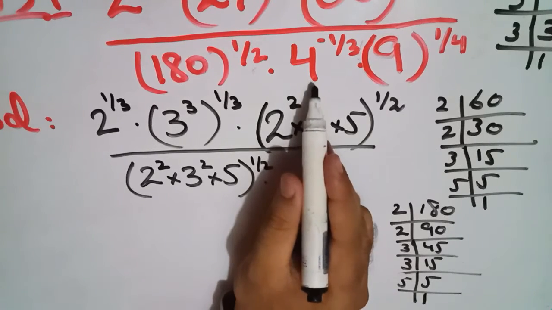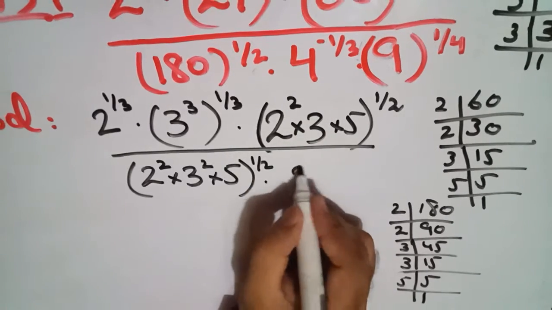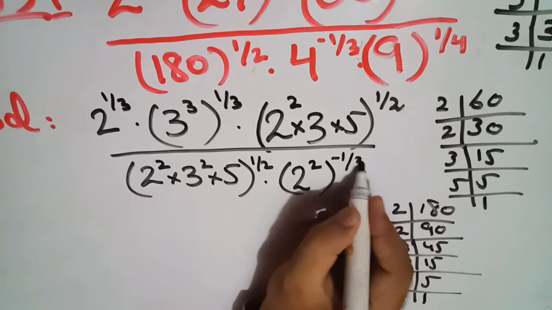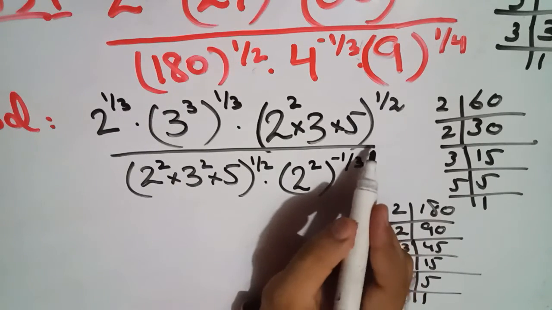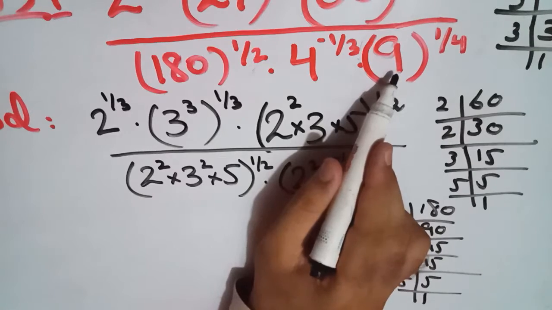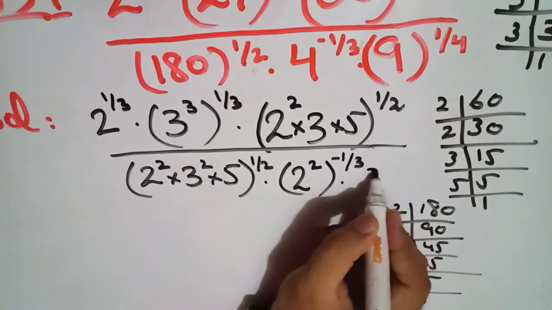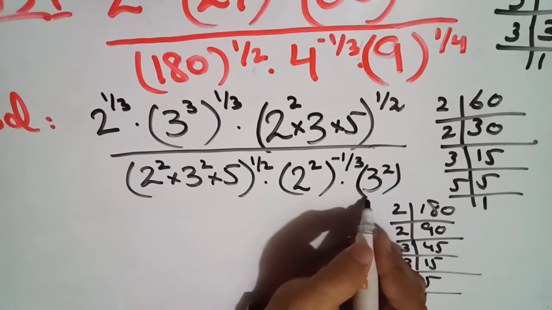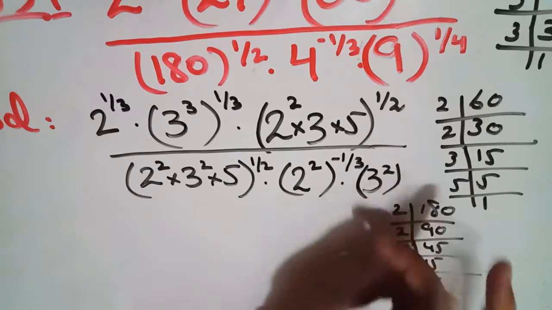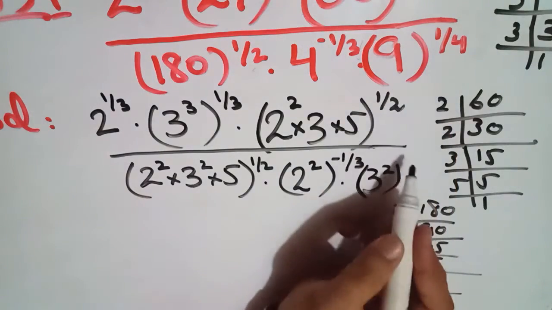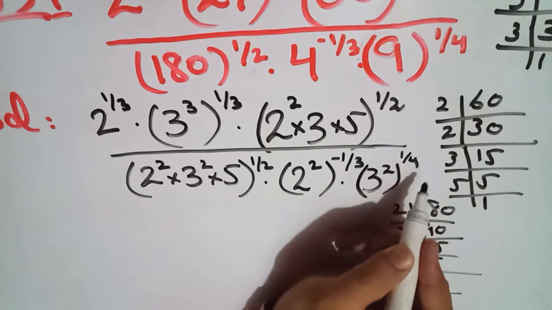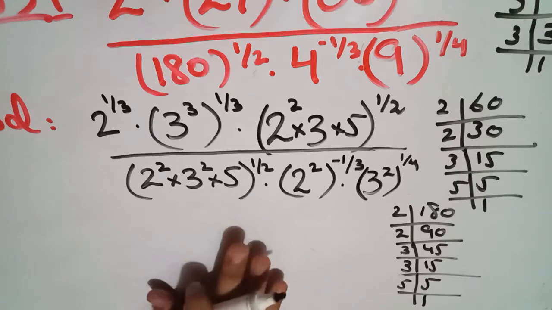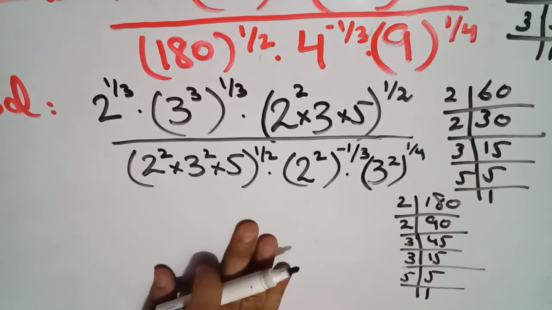You can write this 4 as 2 raised to power 2 and whole raised to power minus 1 by 3. You can write this 9 as 3 raised to power 2, and whole raised to power 1 by 4. Okay, now let's move towards the next step.